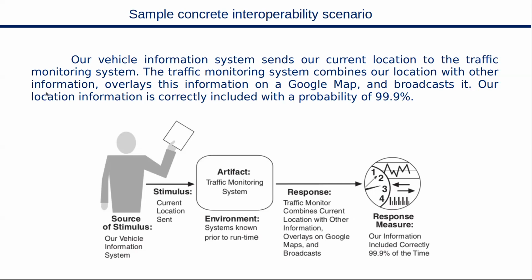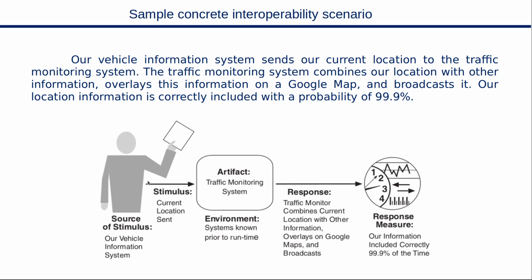Then from the previous slide, we can take the general scenario, and based on this general scenario, we should build the concrete scenario. By the way, it will be your next practice task. According to your domain, you have to build concrete scenarios based on the general scenarios. Here this scenario will look the following way. What is the source of our stimulus? The source of our stimulus, according to this input, is our vehicle information system. It will initiate what? The stimulus will be the current location sent.